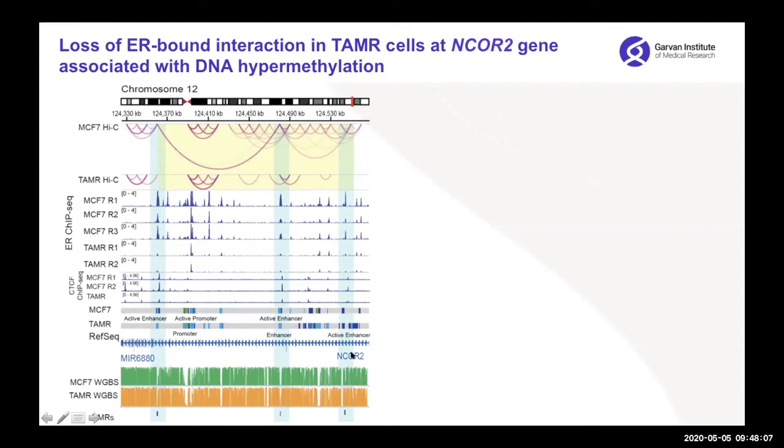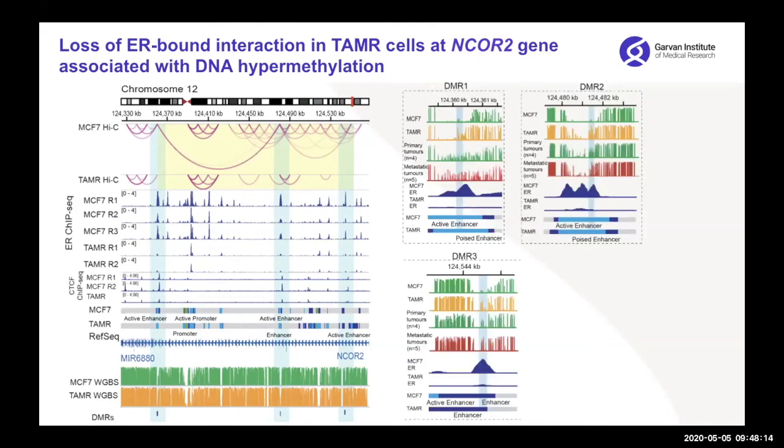And if you zoom in into those loci, you can see differentially methylated regions at these anchors. So here on those zoom in pictures, you can see DNA methylation track for the MCF7 and TAMAR cells, as well as the whole genome bisulfite sequencing from primary and metastatic tumors, where you can also see this hypermethylation occurring, at least in some of the samples.